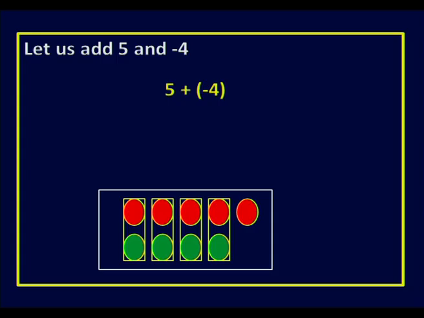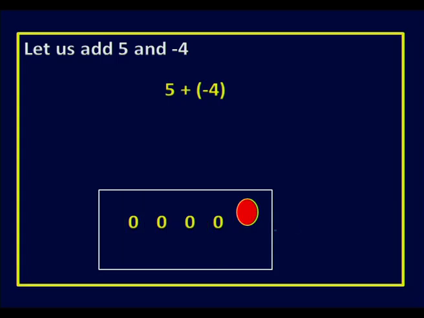So, that means each 0 pair represents 0. We have already seen that, children, isn't it? So, these should be replaced with zeros. Then what is left? Yes, we are left with only a red coin. So, how many reds are there? Only 1 red, and red represents a positive number. That means +1. That means 5 plus -4 is equal to 1. 1 means it is simply +1. Generally for positive numbers we do not write plus before the number. 5 is understood to be +5, and 1 is understood to be +1.